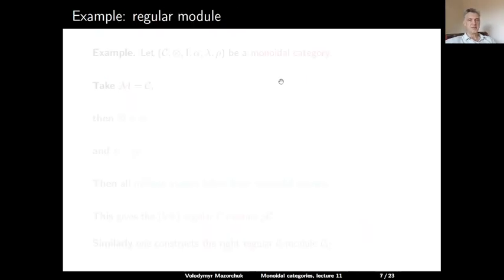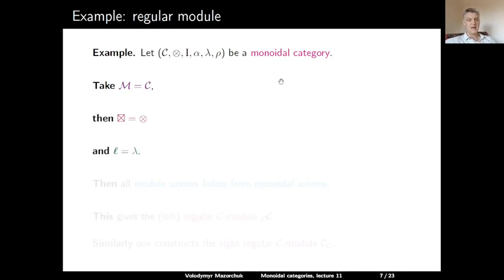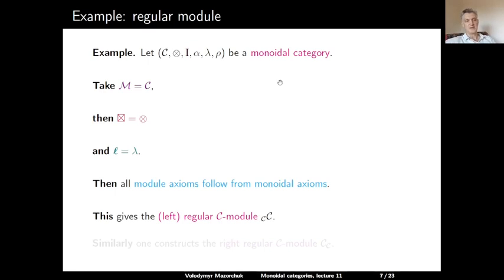Here is an example, and this is an example of a regular module. Let C be a monoidal category. Take as our module category M the original category C. Let box times be the tensor product in C, and let L be the left unitor lambda. Then all module axioms follow directly from the axioms of the monoidal category, and therefore this defines on C the structure of a C module. So this is called the left regular C module. And using tensor product on the right, we can define on C the structure of a right regular C module.